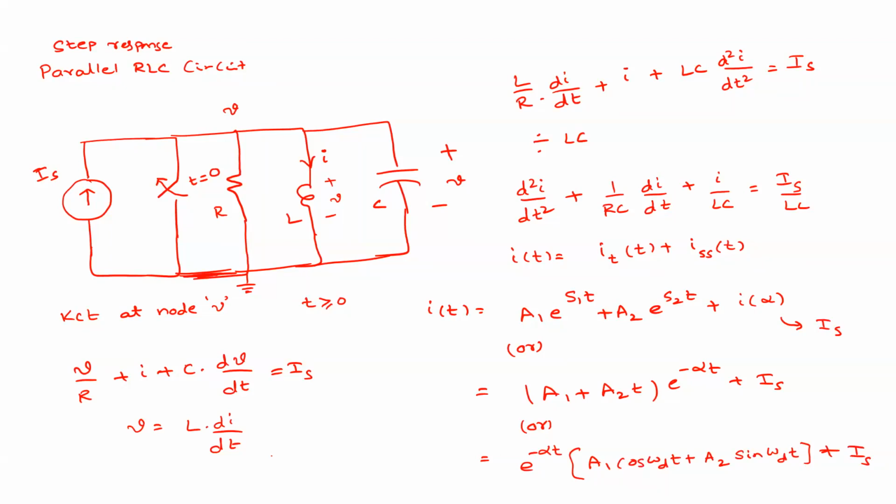So here, transient means natural response. No, everything is for t greater than or equal to 0 only. See here, there are two terms. One response which is decaying with time and another one which is a steady state value.